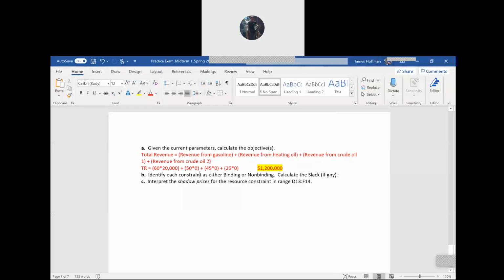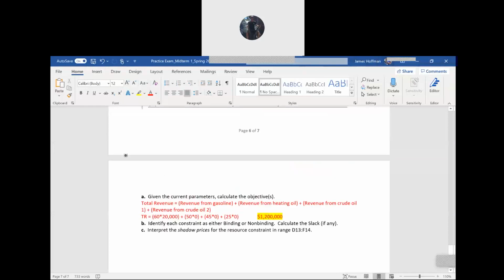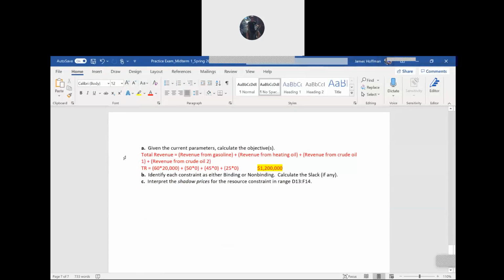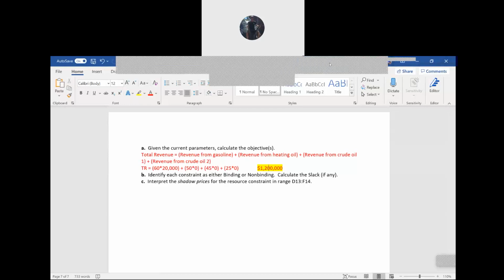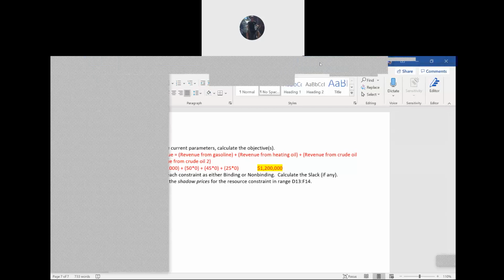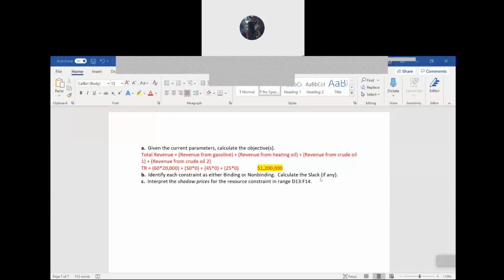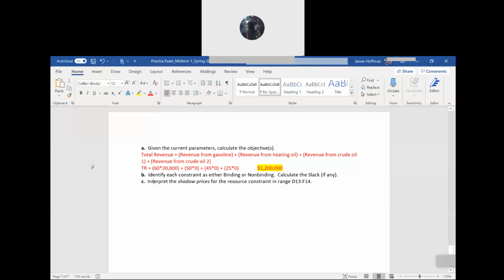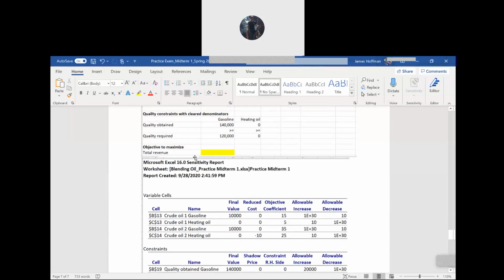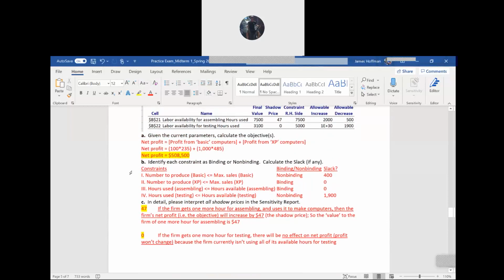Okay, so a few more parts for the last one, and then we're done. We got part B and part C on the constraints, and then the shadow prices. Okay, so let's identify each constraint as either binding or non-binding, and calculate the slack, if any. So we can use this similar setup from number 6.